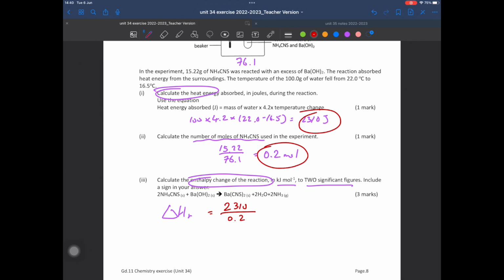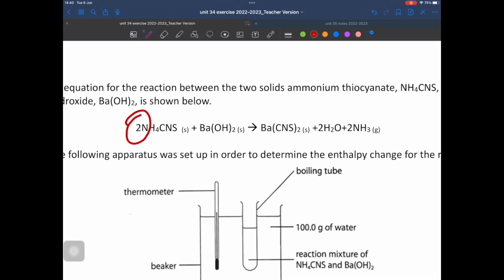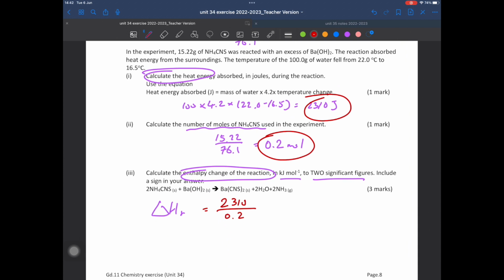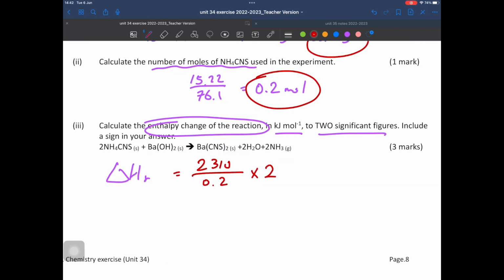But if you study our equation here, according to the definition, 2 moles of thiocyanate will be used. So we should times 2 to our value, because whenever we read the equation once, 2 moles of ammonium thiocyanate will be used. Then the answer will be positive 23 kilojoule per mole. And here you can see we got two significant figures and the positive sign.